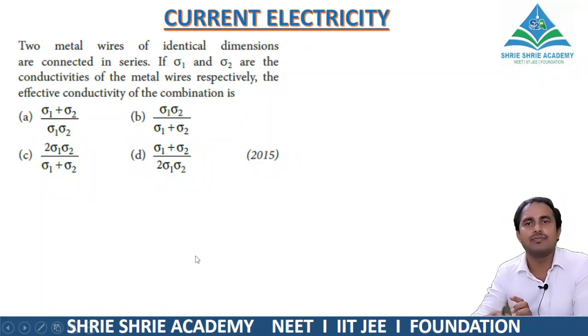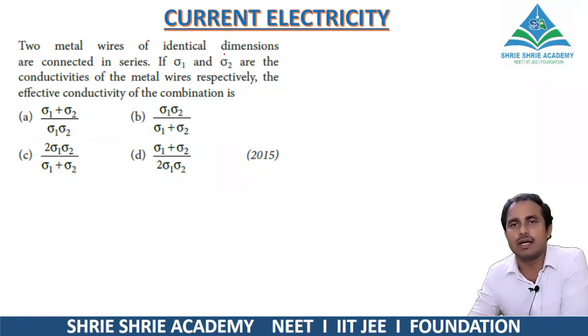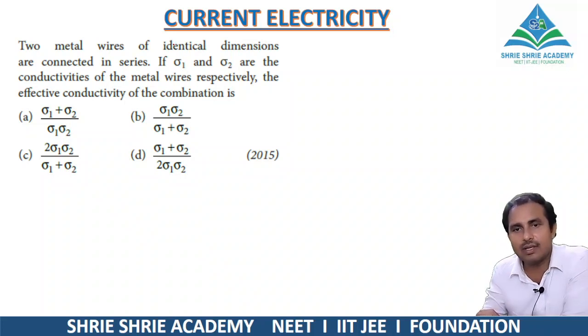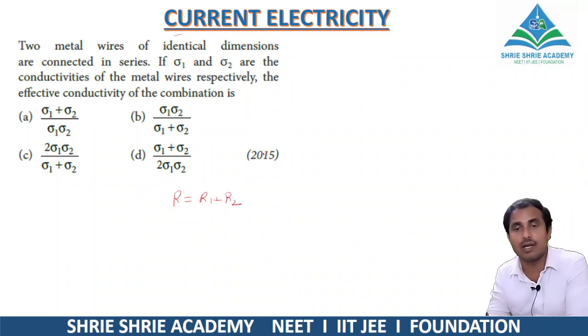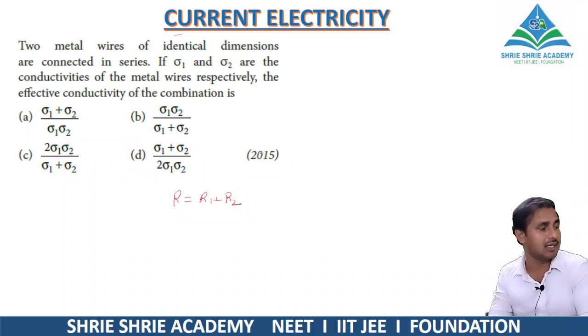Next question. See here, I will tell you the concept of how to find it out; the calculation part you can do yourself. Here you know that for resistance in series connection you write R is equal to R1 plus R2, right? Now here it is not asking about resistance, it is asking about conductivity.